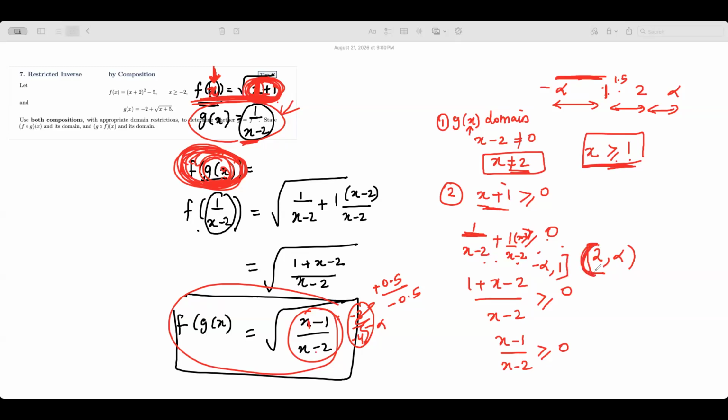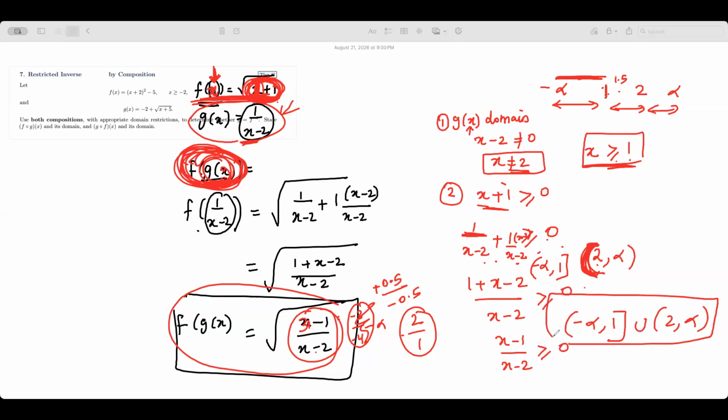2 is not working. It can't be 2. 2 cannot be included. And then between 1 and 2, nothing is working. Everything results in a negative number here. But 3 works. 3 minus 1 is a 2. 3 minus 2 is a 1. So it becomes a positive inside the square root. So per the domain restrictions, the only possible values are minus infinity to 1, 1 is included, and 2 to infinity. This is how you have to write the domain of composite functions.